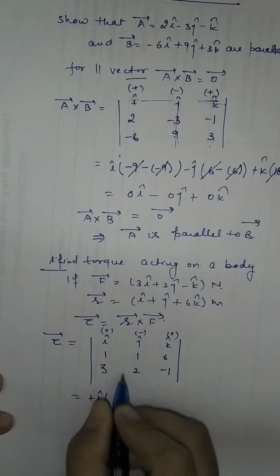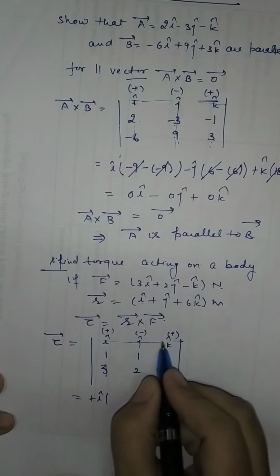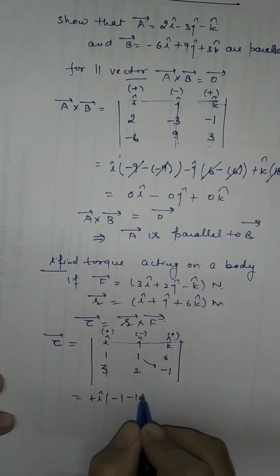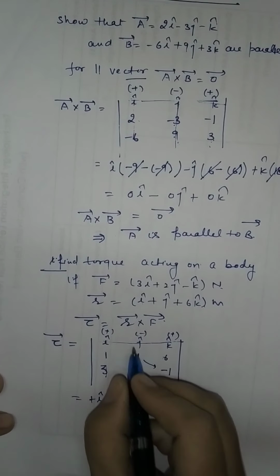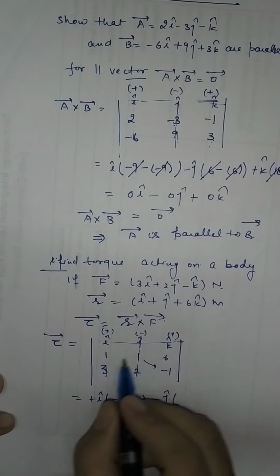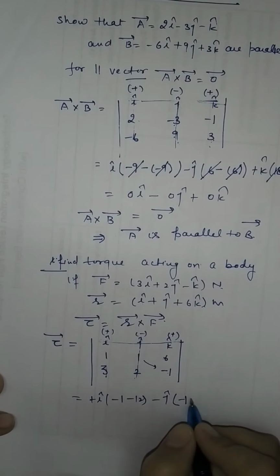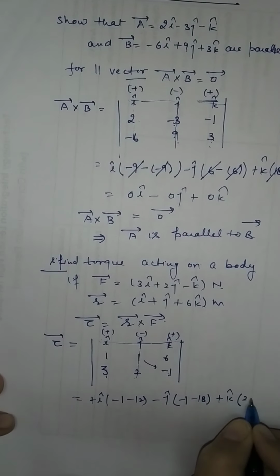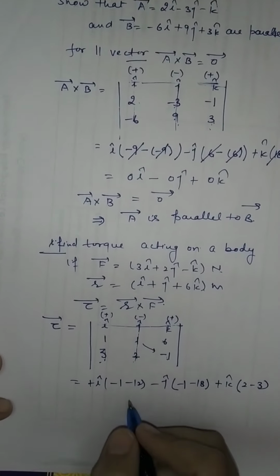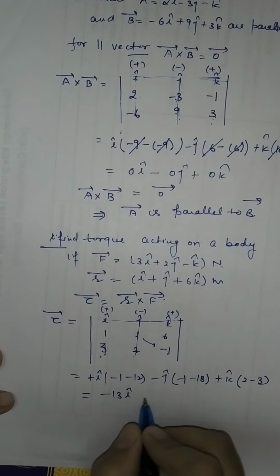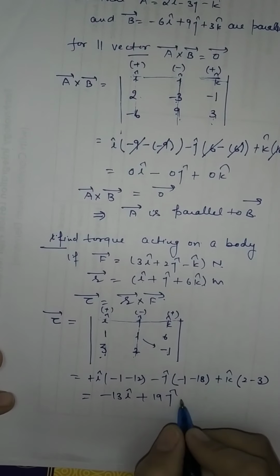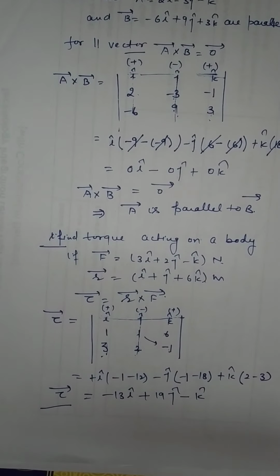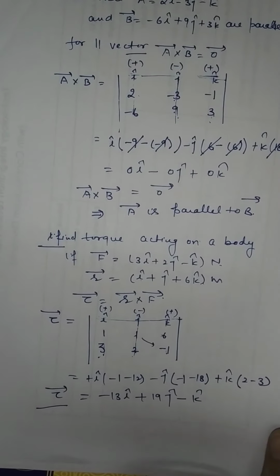Plus i cap, cut this row and column: this is minus 1, and 6 into 2 is 12, so minus of 12. Now minus j cap, cut this row and column: this is 1 into minus 1, then it is minus of 18. Plus k cap, this is 2 minus of 3. So how much does it come to? Minus 13 i cap plus 19 j cap minus k cap. This is the torque, right students? This is a very important question: how we can find the torque acting on a body.